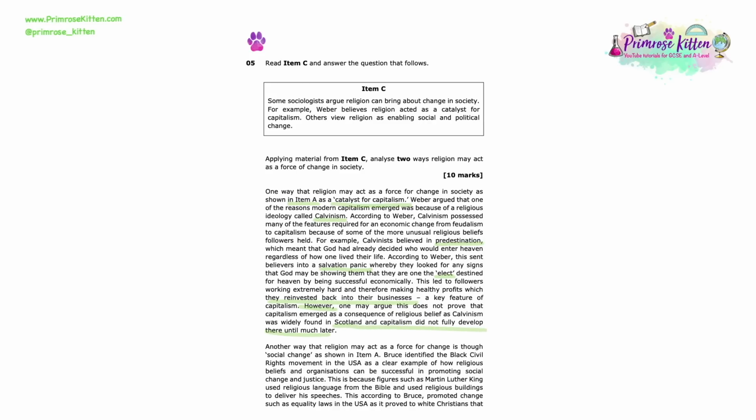So hopefully you can see in that first paragraph then, we grab something from the item straight away, in this case, catalyst for capitalism, and then we go straight into Weber's argument. And hopefully you can also see there then that we are not just giving a full narrative account of what Weber believes about Calvinism. What we are doing is picking and choosing the features of Calvinism that help us to understand how religion may act as a force for change. And we are basically arguing that Weber's study of Calvinism led him to believe that there were certain quite unusual beliefs associated with this branch of Christianity that led to the perfect conditions for capitalism to arise.